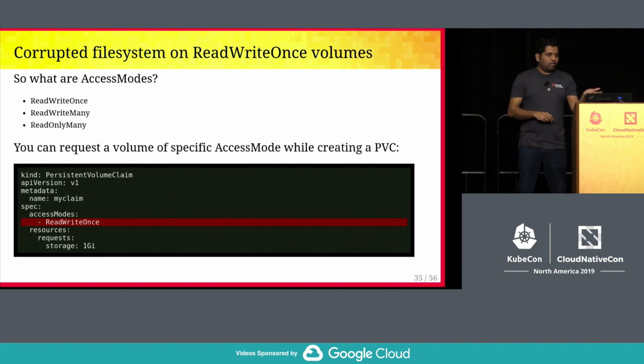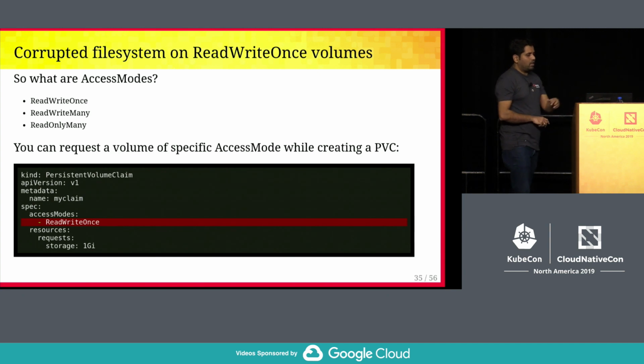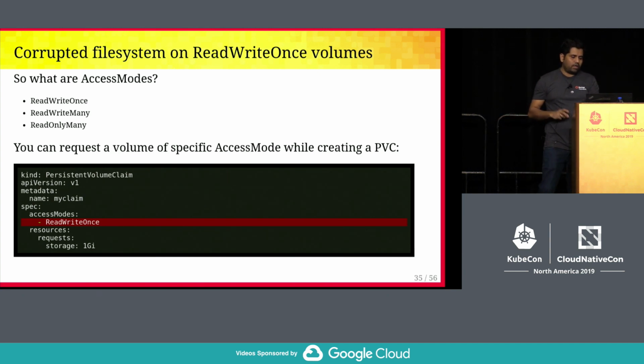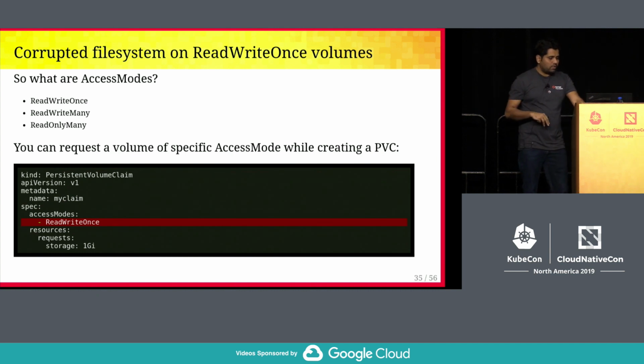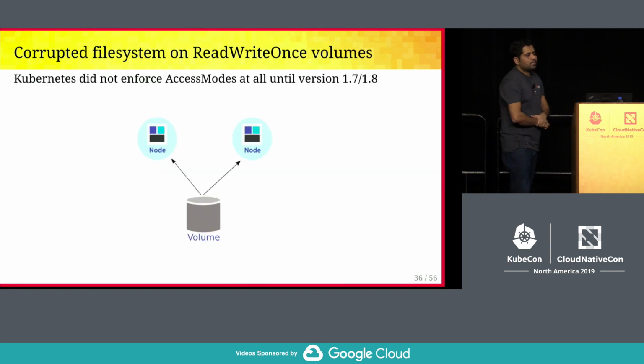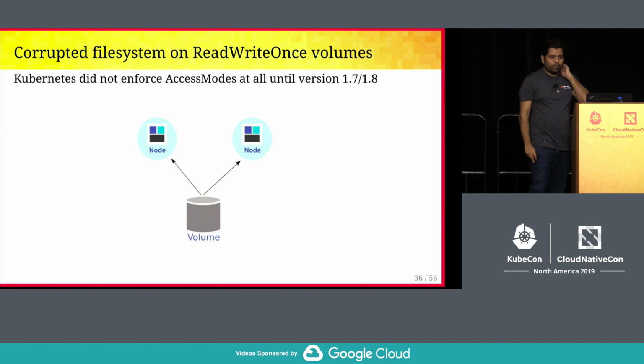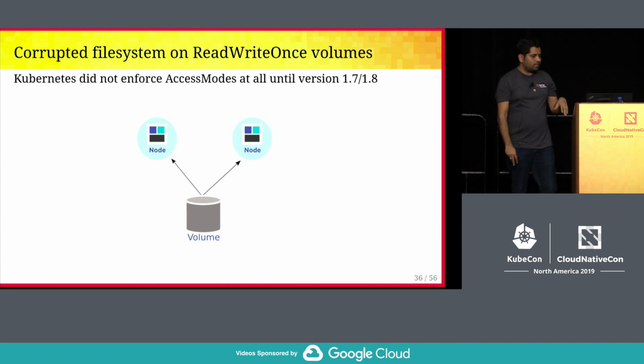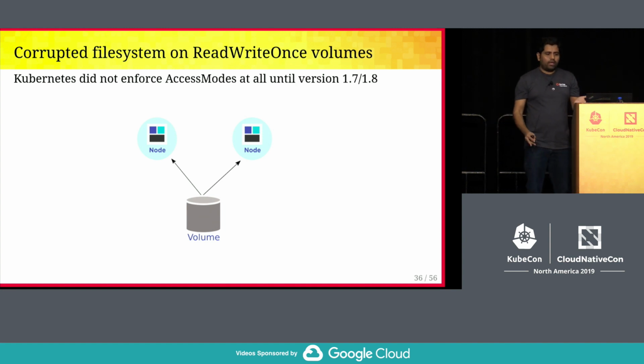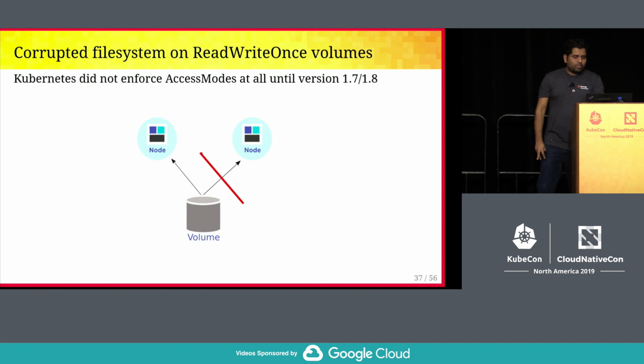And this is a PVC spec. You can see the access mode is specified here. If you're using dynamic provisioning, then Kubernetes will try to bring a PV that matches your requested access mode. The thing is that Kubernetes did not enforce access mode at all until version 1.7 or 1.8. So it's the Wild West. You could have a volume and use it on two nodes at the same time and cause problems like this. So how did we fix it?